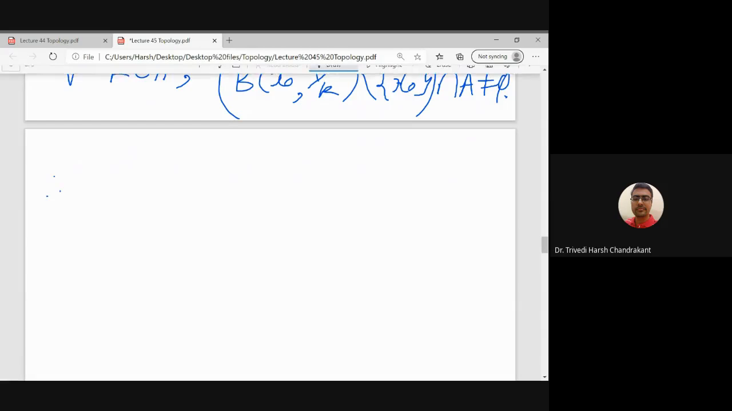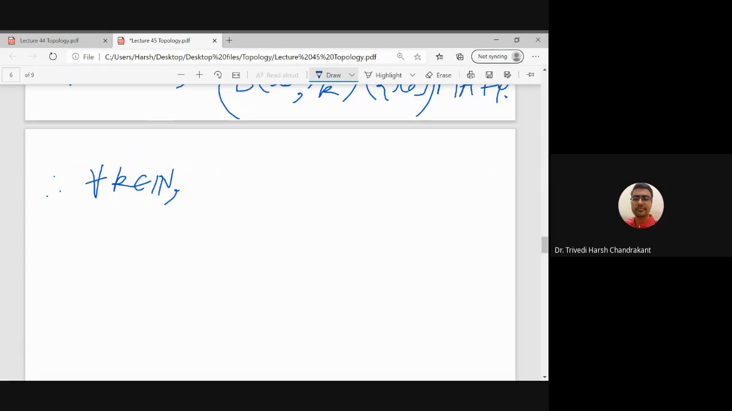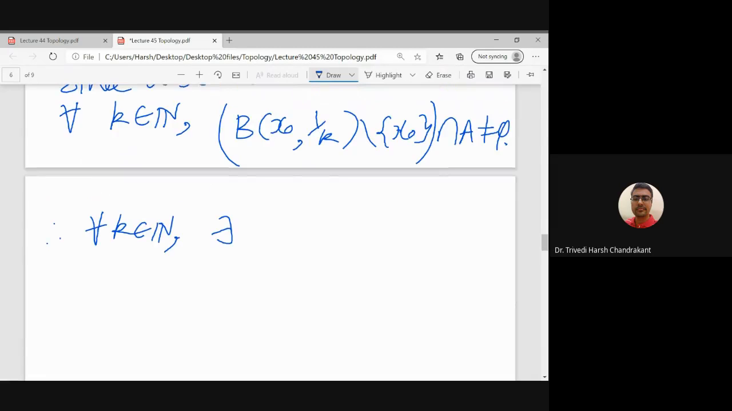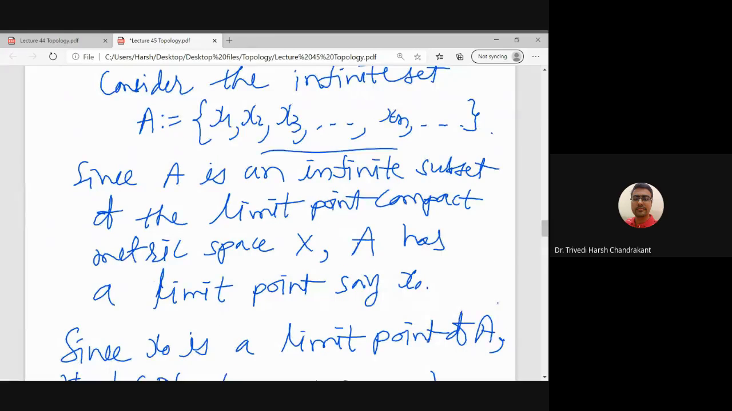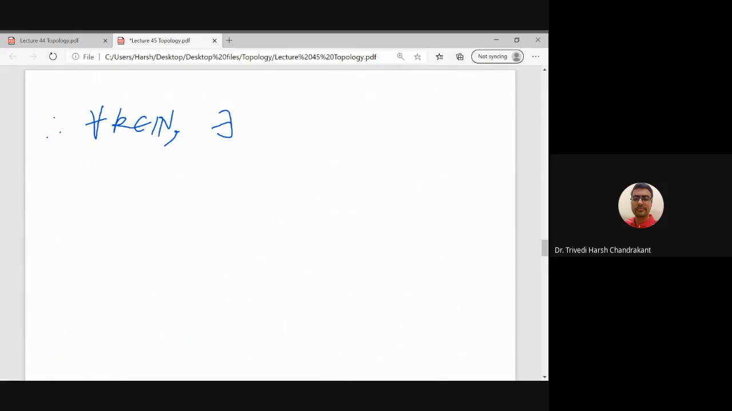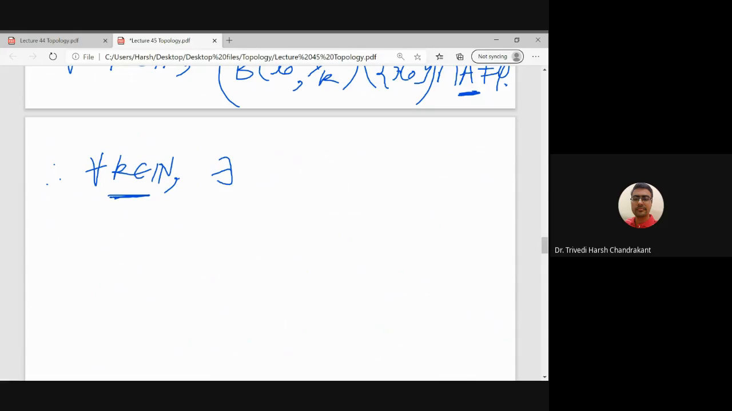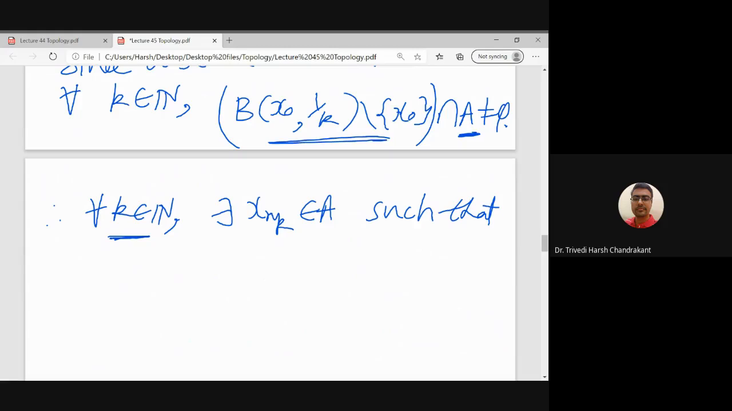So therefore what we get is for every natural number k, there exists an element of the set A. What are the elements of A? Elements of A are the sequence elements. It is of the form xn, and that also depends on k because we are choosing the point for k. So that means there exists xn_k in A such that this xn_k also belongs to this set. So xn_k is different from x naught, and xn_k belongs to the ball centered at x naught with radius 1 upon k.